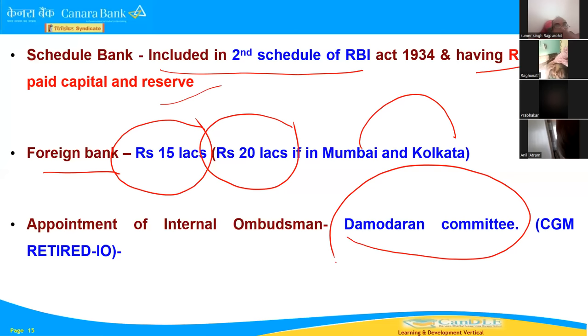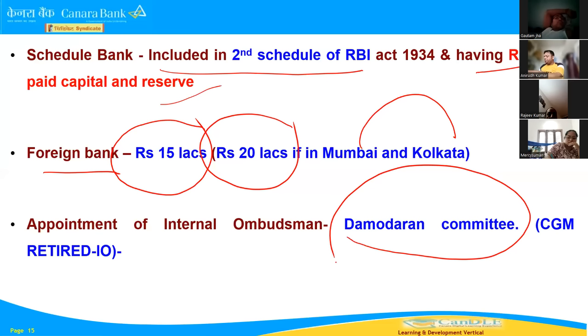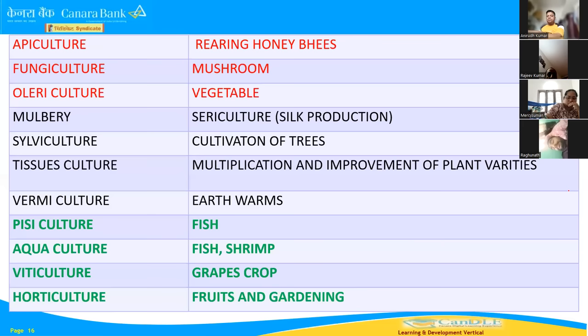Section 35A of the Banking Regulation Act, as I just told you, gives supreme powers to RBI in the public interest. RBI gave ombudsman scheme guidelines under 35A. The committee that recommended ombudsman is the Damodaran committee. Who will be there? A retired GM or CGM. A retired general manager or CGM can act as an internal ombudsman. We will discuss this at the time of ombudsman.